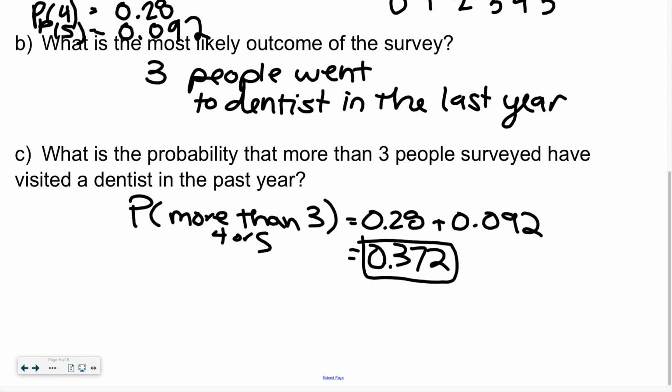Note that when I'm calculating my probabilities, these are still regular probabilities. They're never going to be more than 1. They're always going to be between 0 and 1.